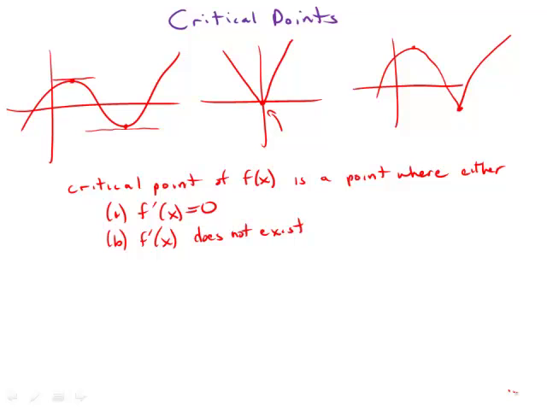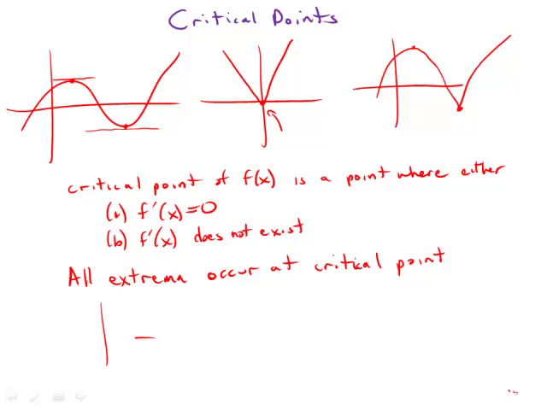And it's very important because all extrema occur at critical points. It is impossible to have a maximum or a minimum of a function except at a critical point. And notice, incidentally, it doesn't work the other way around. It is possible to have critical points that are not maxima or minima.